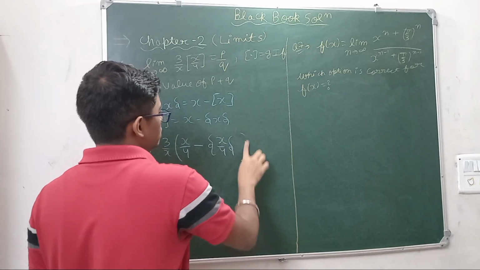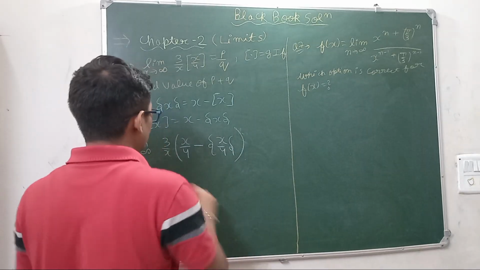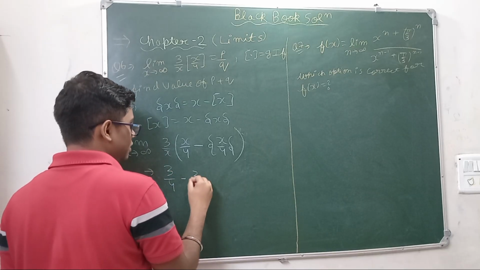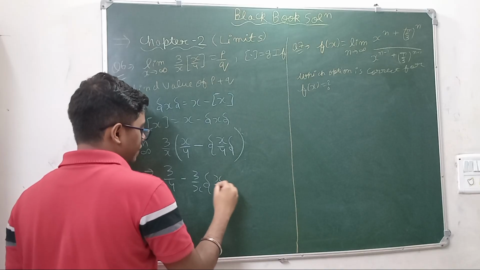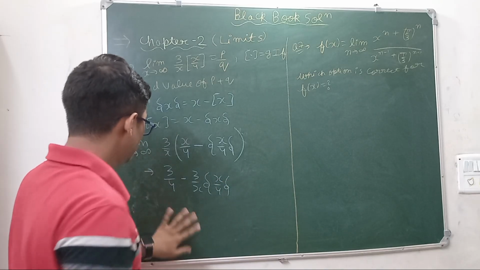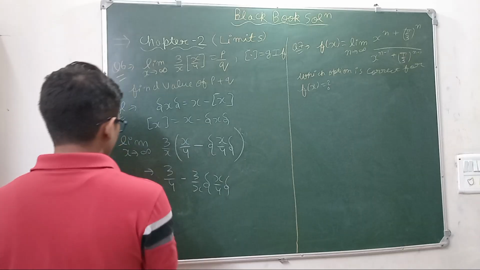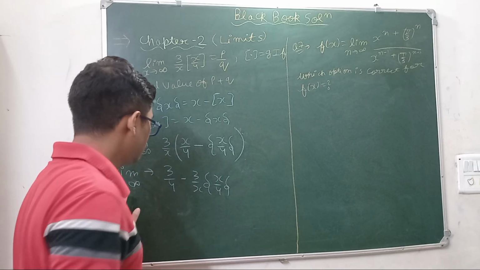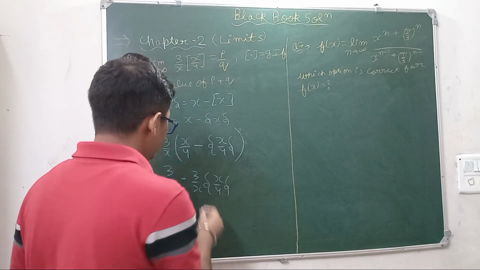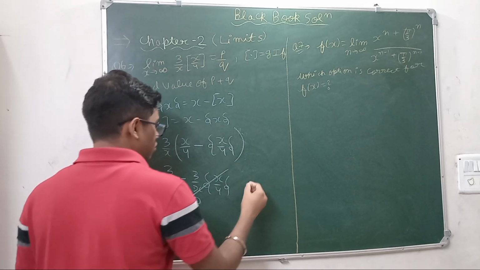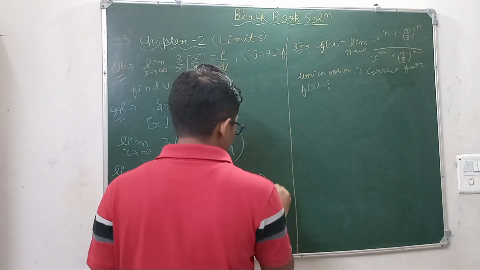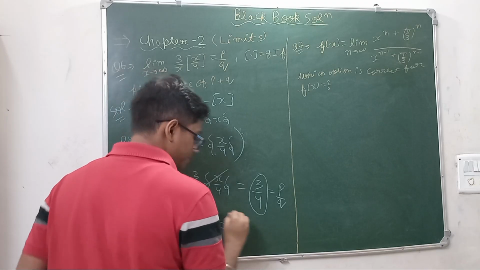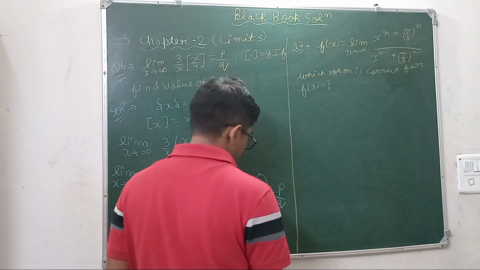Now put in the bracket, so 3 by 4 minus 3 by x into fractional part of x by 4. You know the fractional part is always between 0 and 1. So now substitute limit x as infinity, so 1 by infinity will be equal to 0. So your limit is 3 by 4, and this is equal to p by q. So p plus q is 7, means option number B for question number 6.